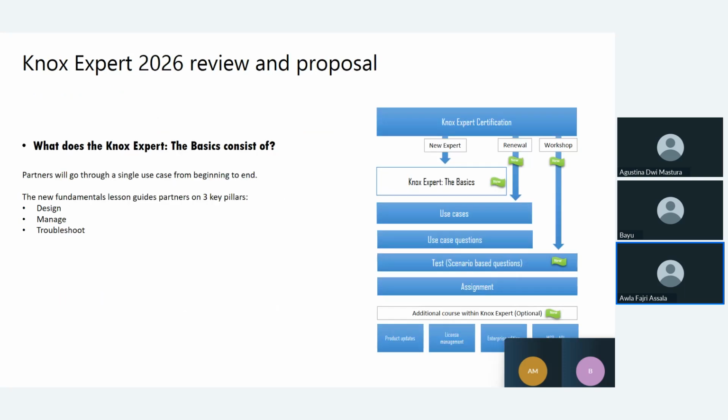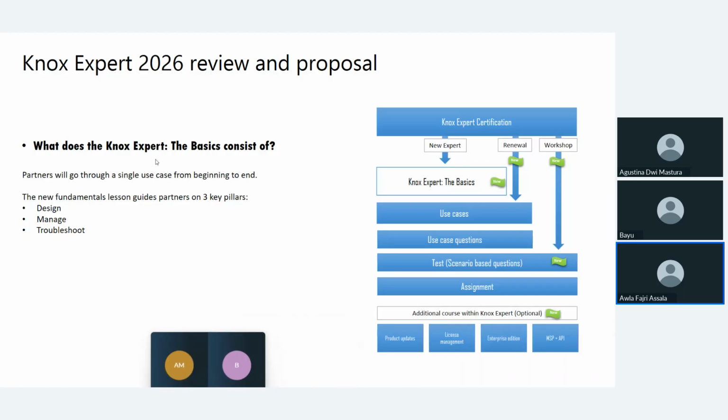So now, what are we teaching you in our courses? We have the Knox Expert basics. What does it consist of? It consists of design, manage, and troubleshoot: how to design the UAM for your customer, how to manage the UAM for your customer, and how to troubleshoot the UAM for your customer. If you are a new expert and have never been certified before, we expect you to do this Knox Expert basics first. And then also learn our use cases, use case questions, testing, scenario-based questions, assignment, and follow all our additional courses regarding product updates, license management, enterprise edition, and MSP plus API.